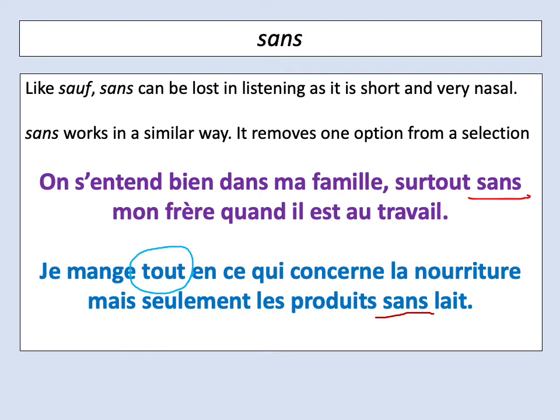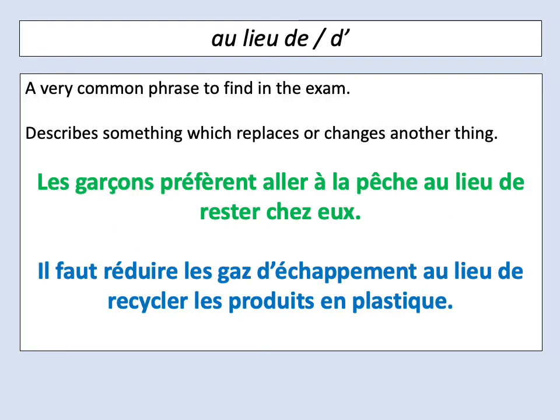The same with sauf, a small little detail that often changes the meaning of things quite considerably. So the bottom one here, this person actually doesn't eat everything because they don't eat things that have got milk in them. So you need to watch out for that. If we skip on, we're getting towards the end, we're doing really well.